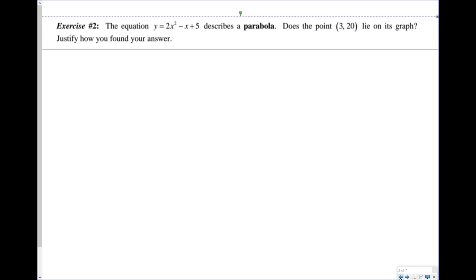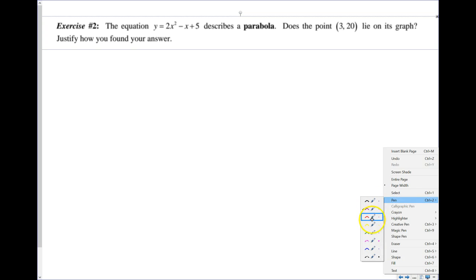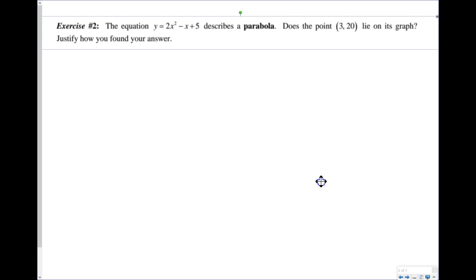Next exercise, the equation y equals 2x squared minus x plus 5 describes a parabola. So parabola is a word we're going to talk about a lot in trimester 3, but for now, know that the general shape of a parabola looks like this, or it looks like this. That's a parabola. It's either an up curve or a down curve. Okay? So this question is saying, does the point (3, 20) lie on its graph?